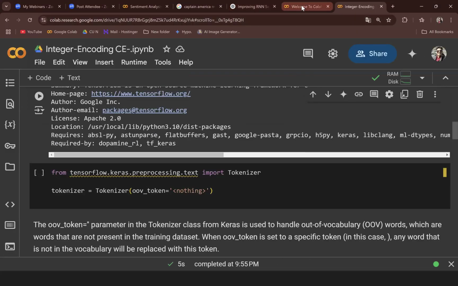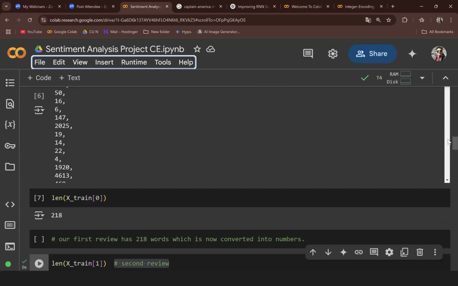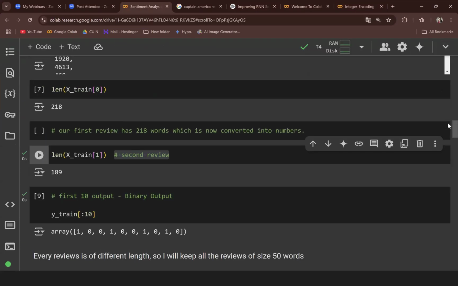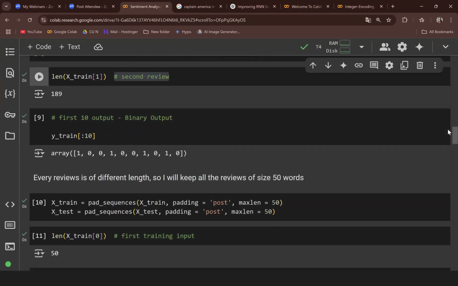Done with the previous hands-on. This one, sentiment part. No, wait, yes. I'm still doing it. Okay.